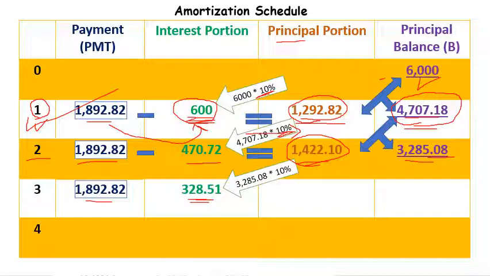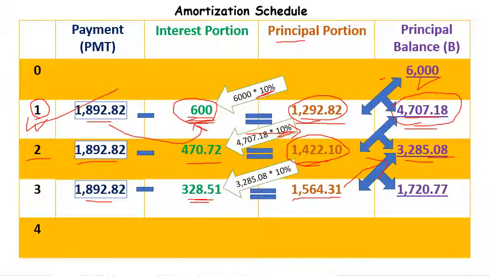So the difference between the installment value and the interest charged, or the interest payment, will be used to reduce the outstanding balance of debt. So the principal portion, or the amount of payment used to repay the principal, is 1,564. The 1,564 will be used to repay the outstanding debt. So the outstanding will be 1,720. Why? Because the principal portion cannot cover the outstanding balance of debt. So it just decreased the amount of unpaid loan to be 1,720.